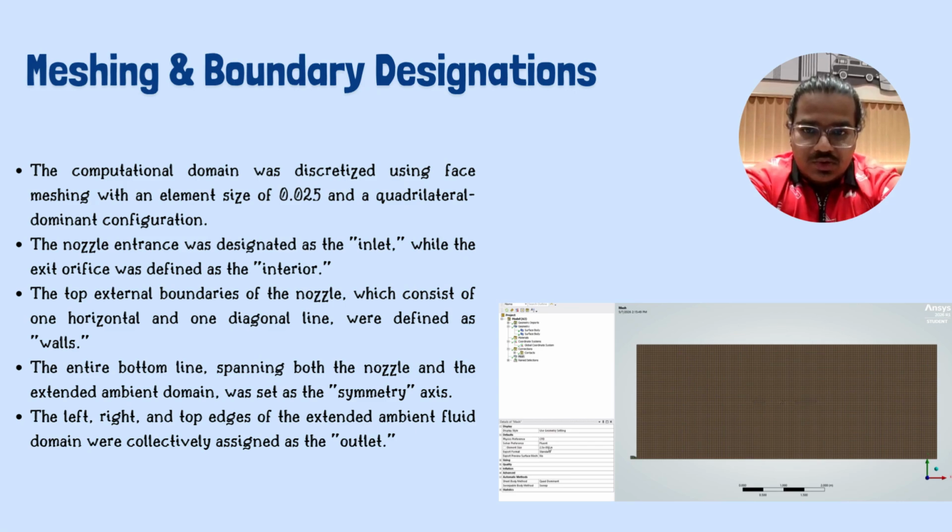The computational domain was discretized using phase meshing with an element size of 0.025 and a quadrilateral dominant configuration. The nozzle entrance was designated as the inlet, while the exit orifice was defined as the interior. The top of the external boundaries of the nozzle, which consists of the horizontal and one diagonal line, were defined as walls. The entire bottom line, spanning both the nozzle and the extended ambient domain, was set as symmetry axis. The left, right, and top edges of the extended ambient fluid domain were collectively assigned as the outlet.